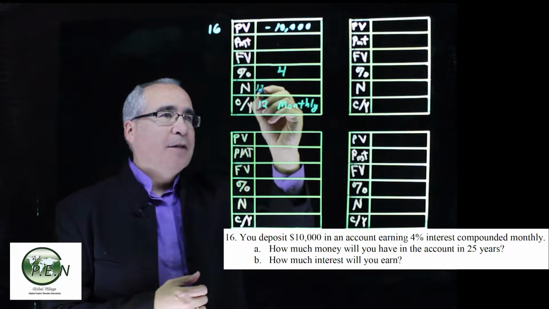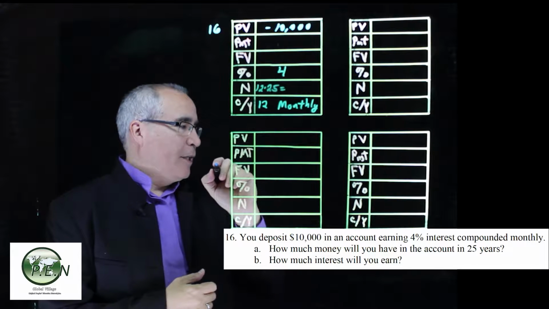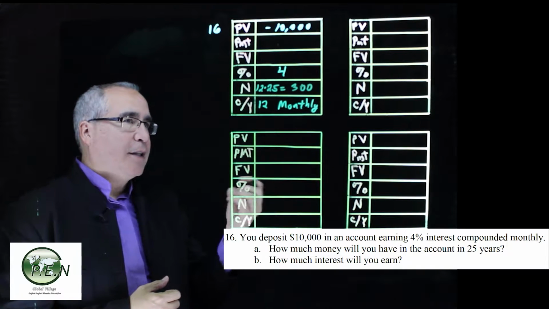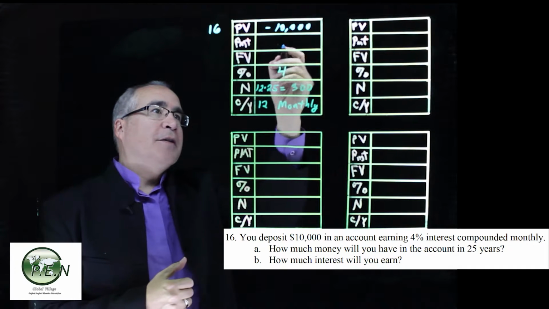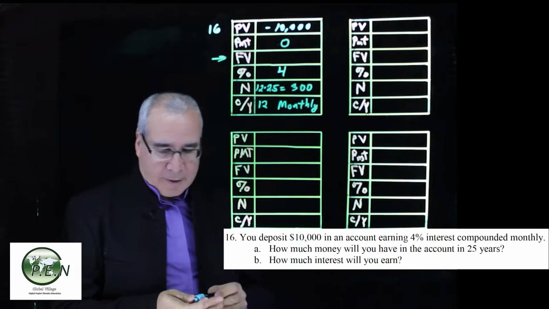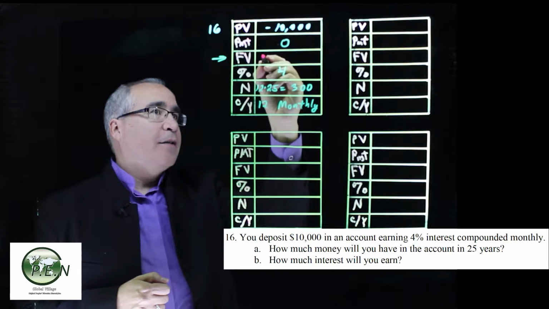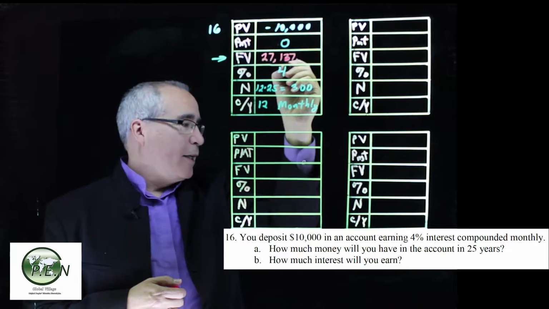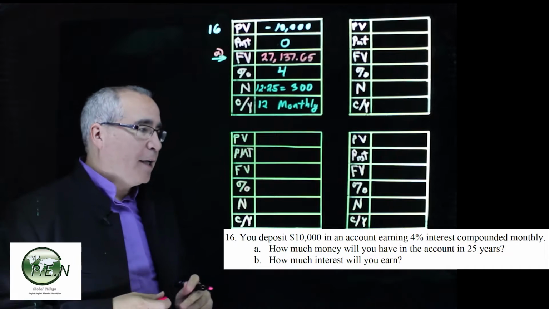So we take our 12 times 25, and that gives us 300 periods. 300 months are in 25 years. What are we missing? We've got everything filled in. The payment is 0. We click on the future value button, do the solve part, and we will get the answer to the A part: $27,137.65.